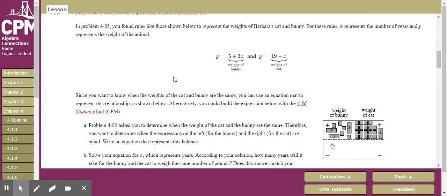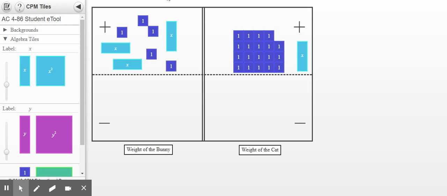One way we know how to solve once we've done that is with algebra tiles. This is from an earlier chapter, but basically what we're trying to figure out is what value can I put in for x so that these two expressions are equal. So there's a tool already set up for you. So here you have algebra tiles you can use on a computer. So this represents 3x plus 5 and x plus 19.